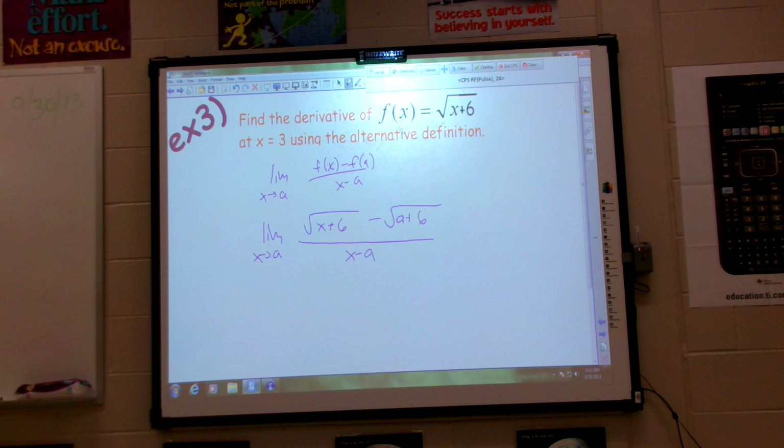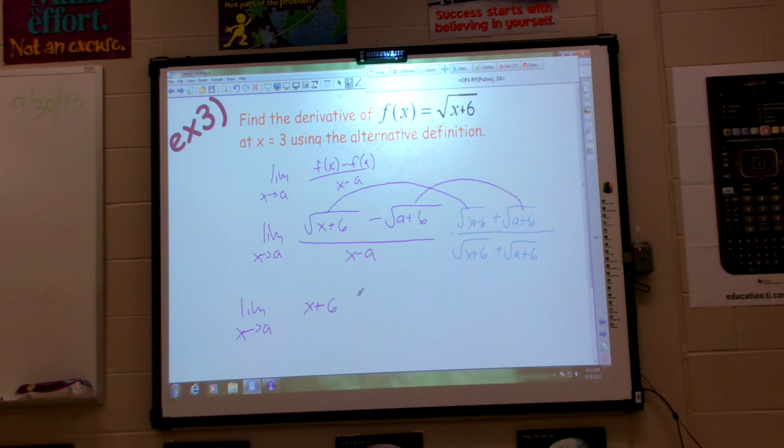I have to use a conjugate, correct? We just did these limits. Square root of x plus 6 plus square root of a plus 6, top and bottom. So the limit, x goes to a. Now when I multiply the first two, I get x plus 6. Now the inside two, minus square root times square root plus square root times square root, correct? They cancel out, which is what should happen.